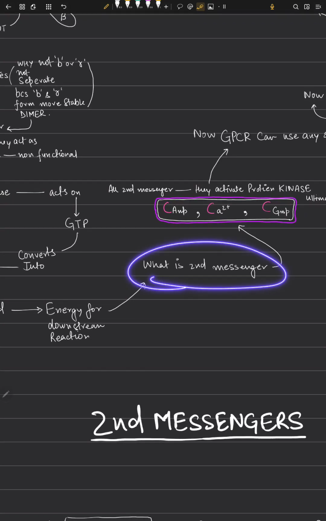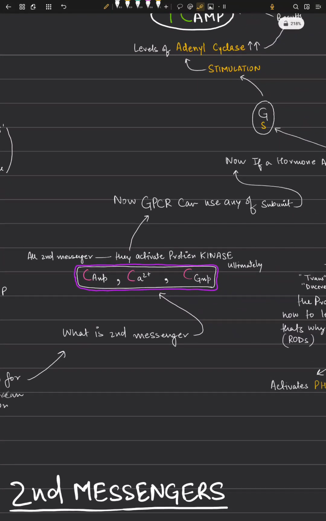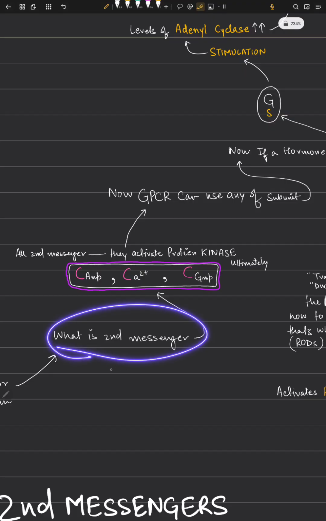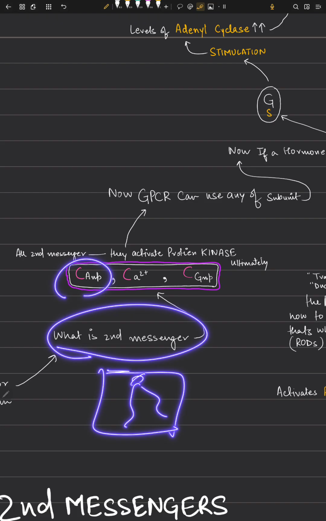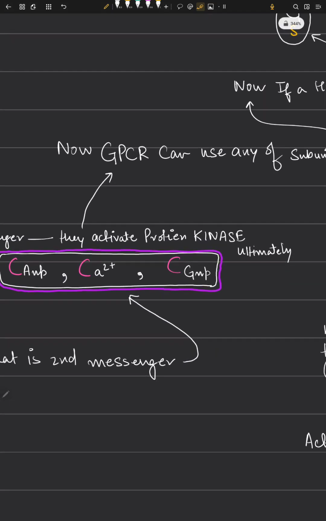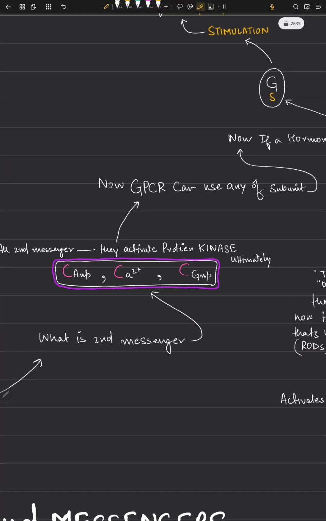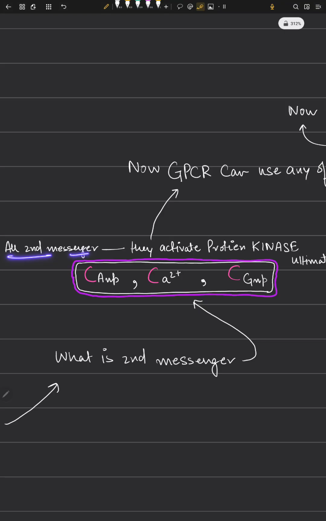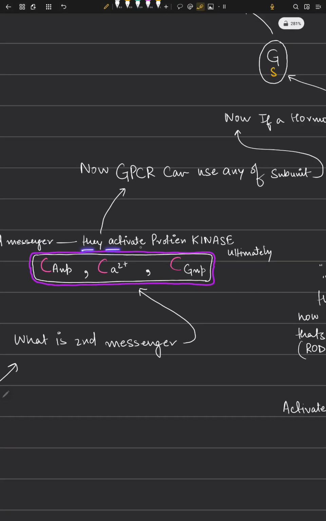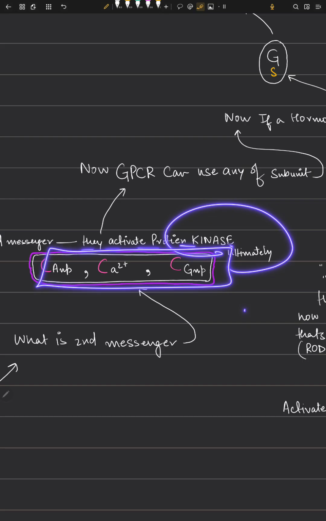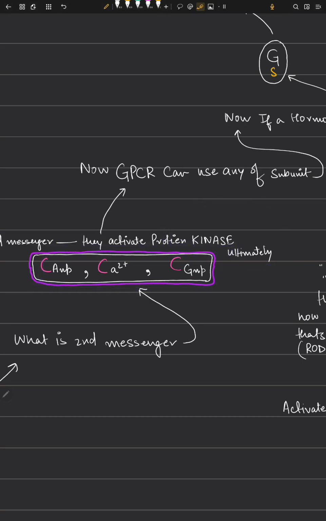What is a second messenger? Something that is inside the cell. It can be cAMP, it can be calcium, cyclic GMP, cyclic AMP, calcium. All second messengers ultimately activate protein kinase. All the second messengers have the work of activating protein kinase ultimately.